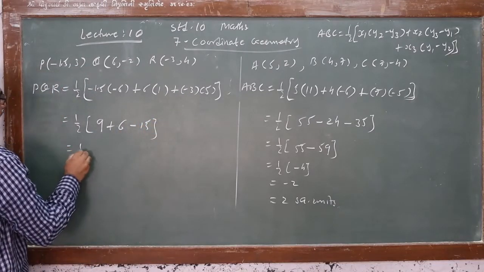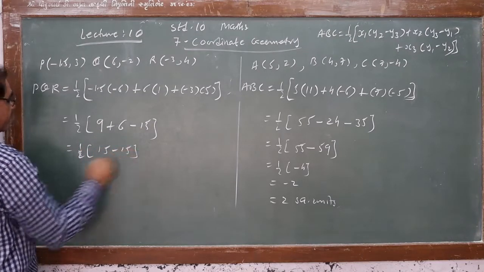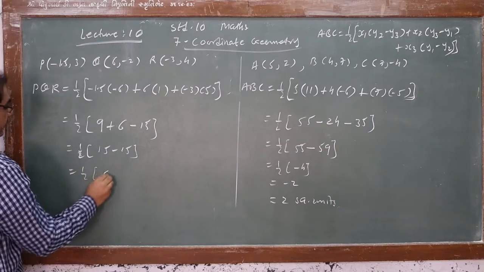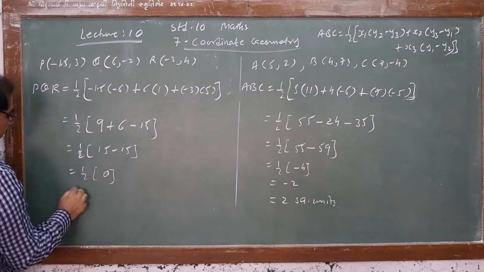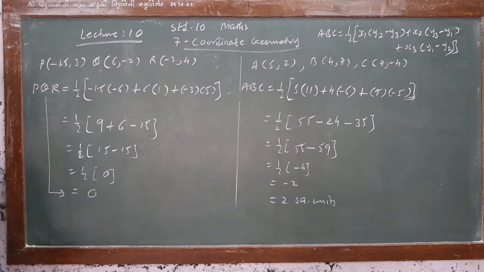So it is 1/2 into the bracket 9 and 6, 15, minus 15, which is equal to 1/2 into 0. 0 into anything, the answer is 0. So the area of the triangle is coming to 0 square units.